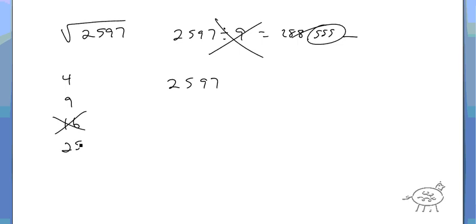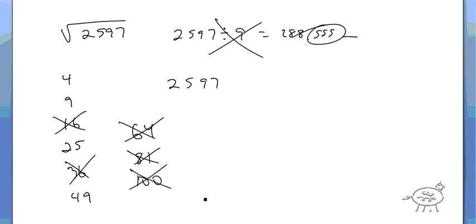Then I'm going to try 25 and 36. Again, I don't need to try 36 because if 4 doesn't work, 36 isn't going to work either. And so that's 6 squared. And then I'm going to try 49. That's 7 squared. 8 squared is 64. If 4 doesn't work, 64 is not going to work. And then 9 squared is 81. Well, I don't need to try that either because if 9 doesn't work, 81 isn't going to work. And 10 squared is 100. If 25 doesn't work, 100 is not going to work.